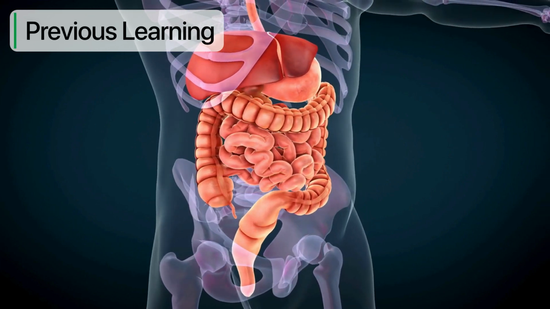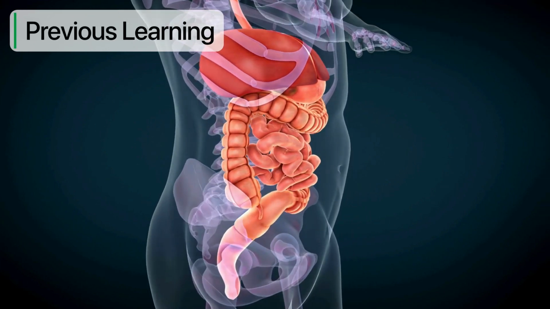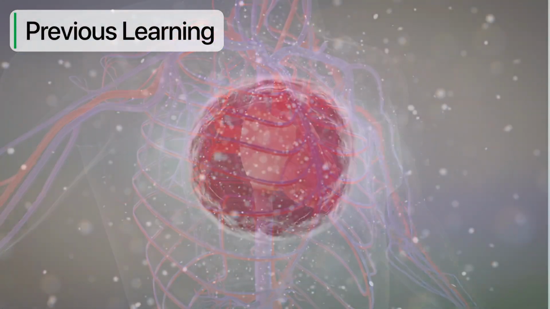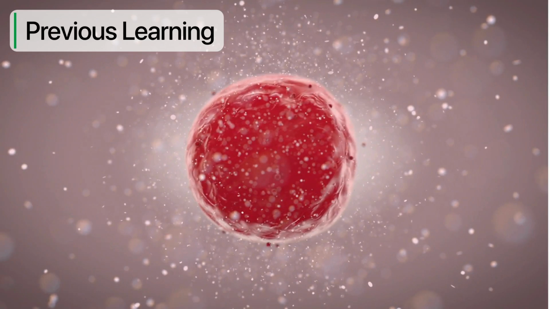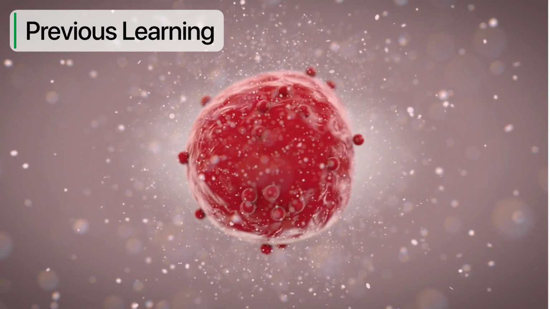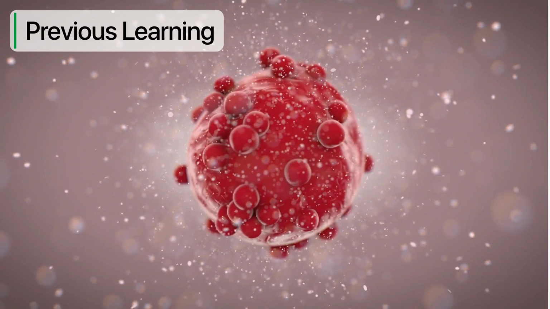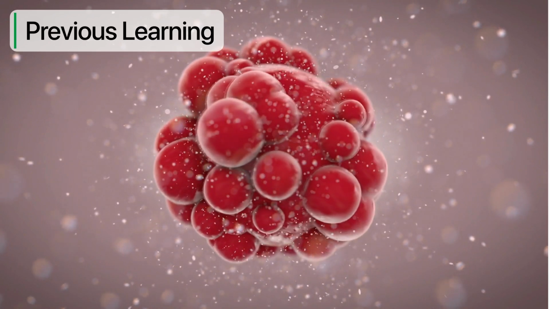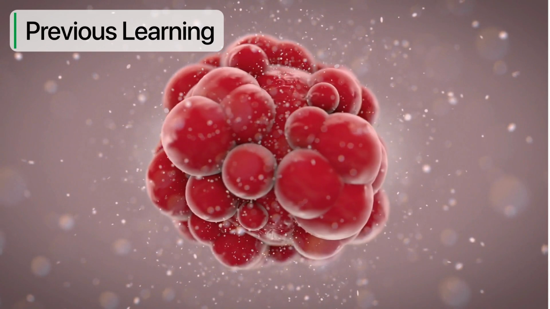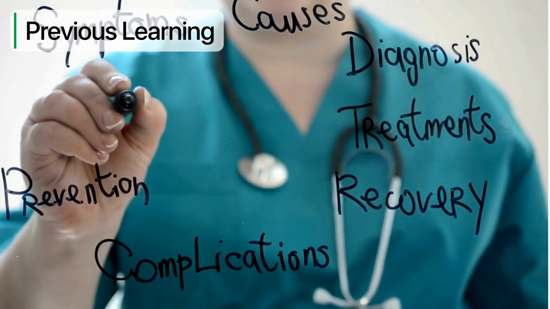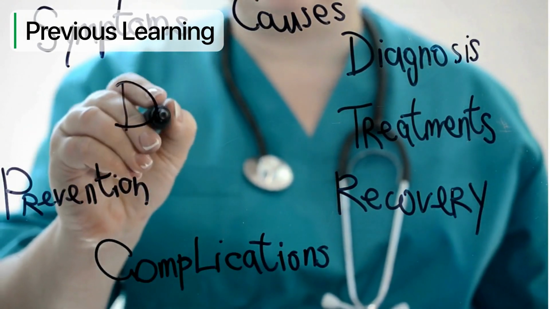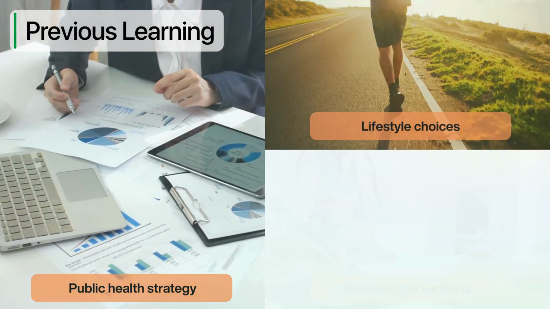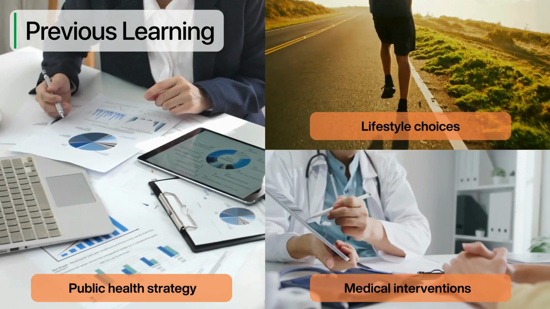So far, you have gained an understanding of the structure and functions of the digestive, breathing, and circulatory systems. You also know that cancer results from uncontrolled cell division. This knowledge will help you understand how these complex systems and processes can be affected by various risk factors, leading to non-communicable diseases. Knowledge of non-communicable diseases underscores the importance of different approaches in both prevention and treatment of these diseases, integrating public health strategies, lifestyle choices, and medical interventions. Let's get started.